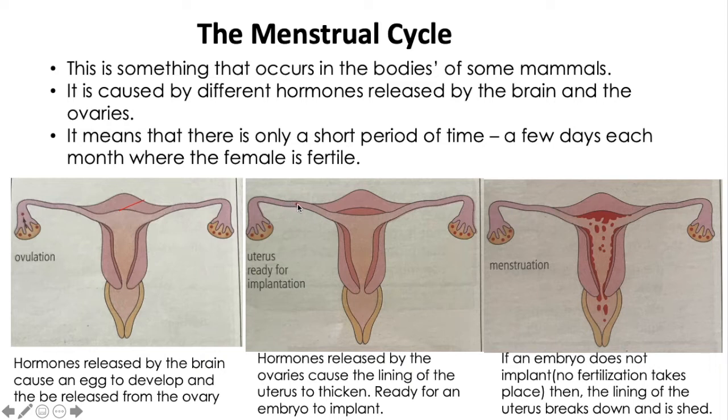So if this egg cell meets a sperm, then they fuse together during fertilization, and then that produces a zygote, and then the zygote divides into an embryo, which is a ball of cells, and then it'll implant there in the uterus wall. However, if an egg cell was released, but there was no sperm to meet it because the person didn't have sexual intercourse during that time, then there's no embryo to implant. So the lining of the uterus breaks down and is shed out via the vagina, and this is called menstruation, where the lining of the uterus is shed.